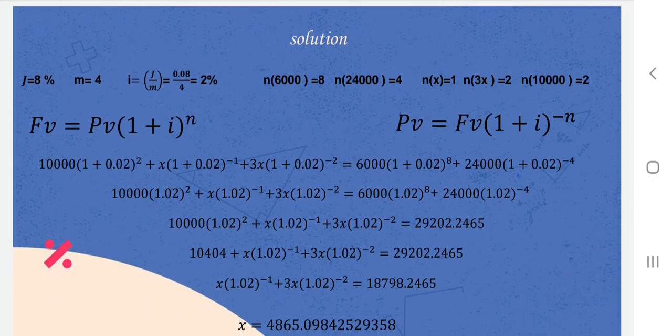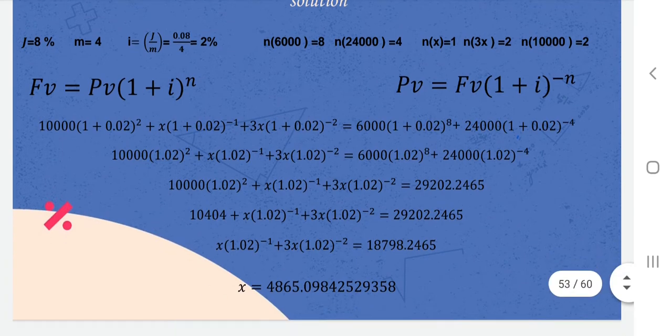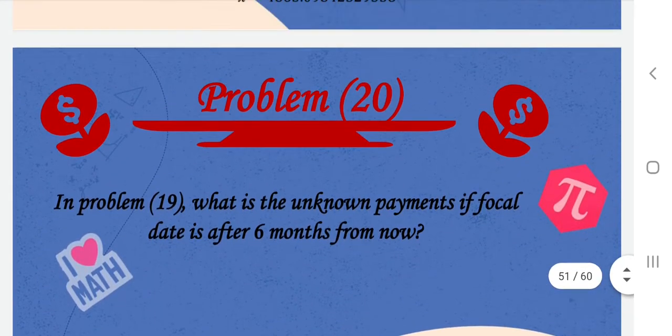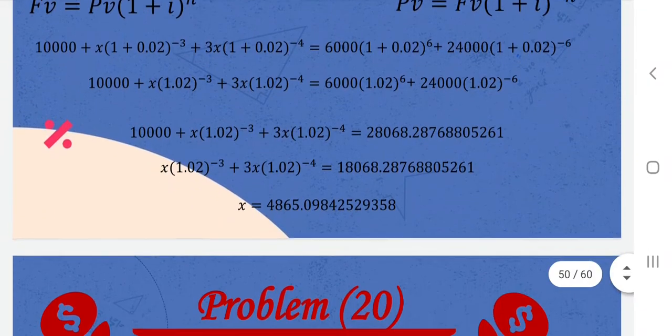Substituting for j equal 8%, m equal 4, i will be equal 2%, and n for $6,000 will be 8, n for $24,000 will be 4, n for x equal 1, n for 3x equal 2, and finally n for $10,000 will be equal 2. By substituting in the formula of the future value and the present value, x will be equal 4,865. The same result as the previous example, 4,865.